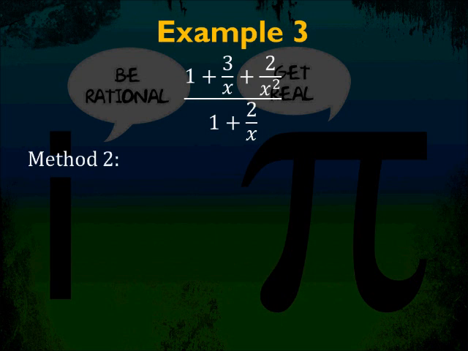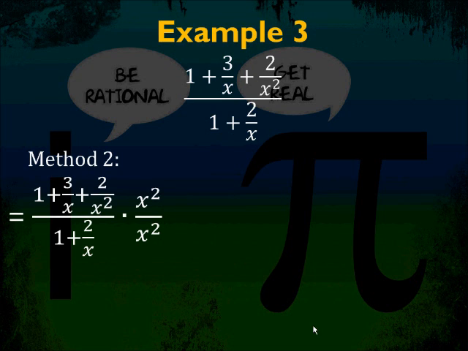If we're using method 2, again, what we want to do is multiply the top and the bottom by the least common denominator of all the fractions. So in this case, again, it's pretty easy. We have x squared down here. We have an x down here. The least common denominator is going to be x squared. So we multiply everything on the top and the bottom by x squared.